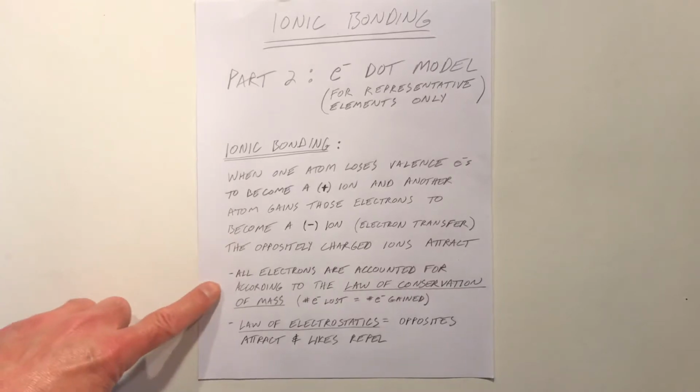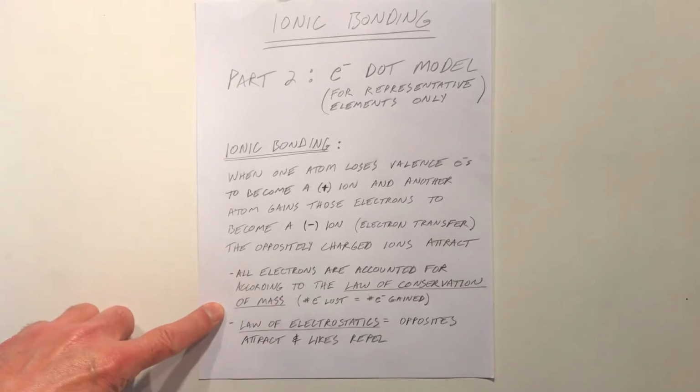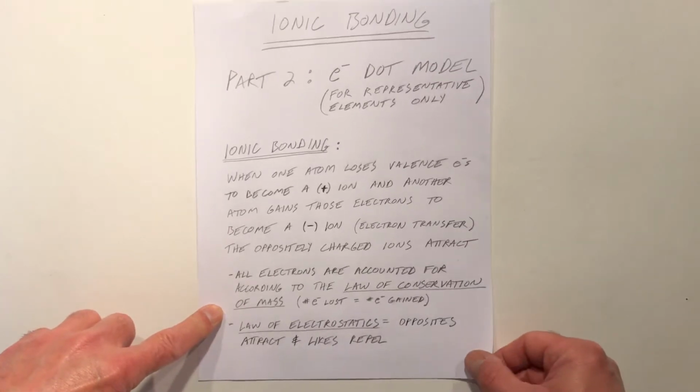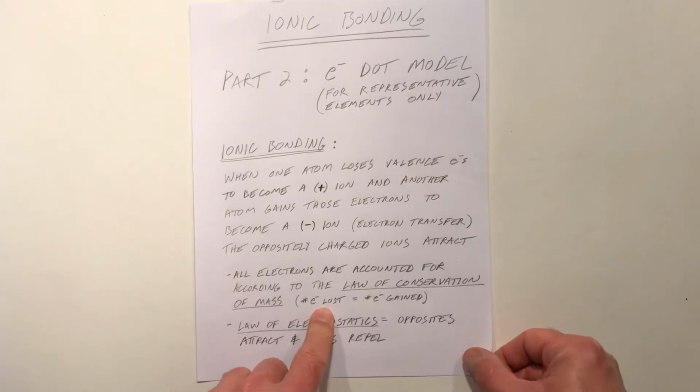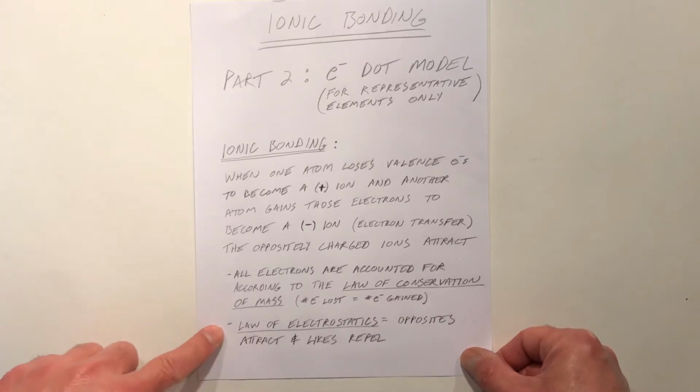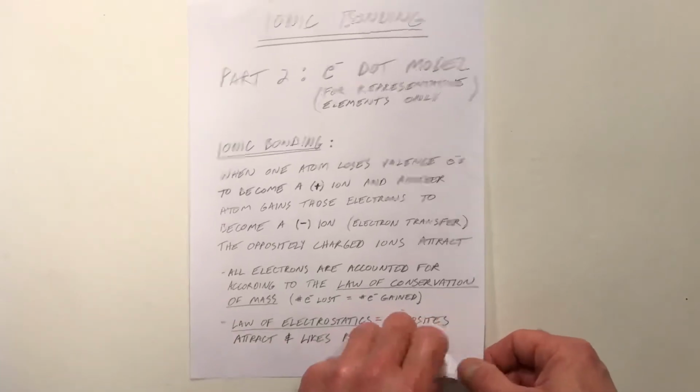All electrons are accounted for in this process according to the law of conservation of mass, which says that you can't make things disappear into nowhere or appear out of nowhere. So the number of electrons lost in creating the positive ion equals the number of electrons gained in creating the negative ion. This is also in keeping with the law of electrostatics, which says that opposite charges attract and like charges repel.